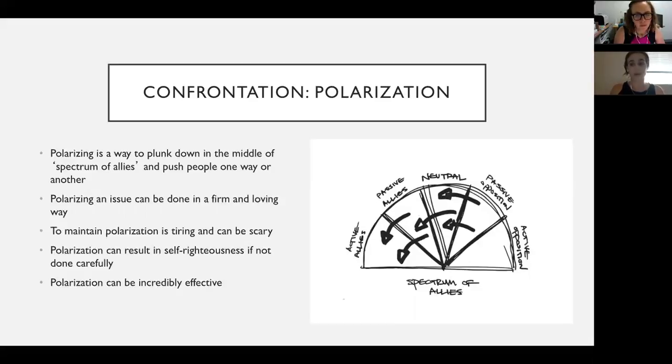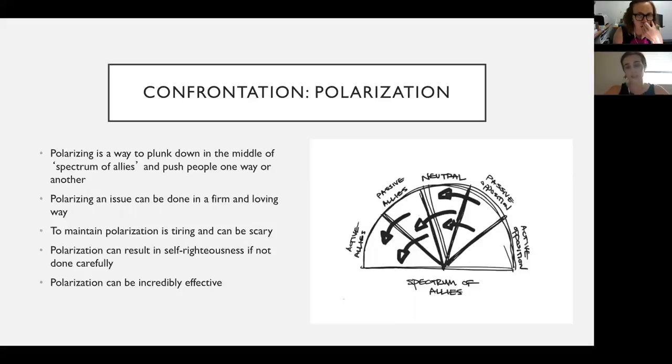Not fun, not fun for a lot of people in a lot of ways. We could put a lot of other examples of polarization right now. The very sad irony, of course, that you can have something like the movement for Black Lives that's actually taking a pretty loving, middle of the road tone, and it's deeply polarizing. It's deeply polarizing because the U.S. is anti-Black. Anyway, it can be done in a firm and loving way. I think I gave an example of that in the earlier slide. To maintain polarization is tiring and can be scary.